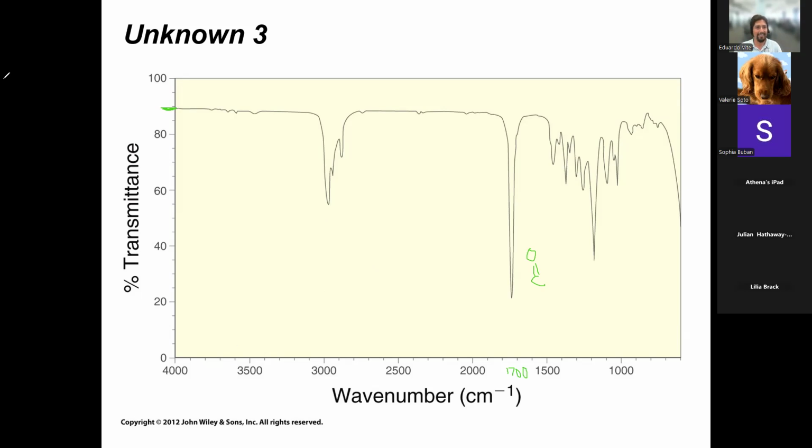Okay, alrighty. There's also this peak that I noticed. Similar intensity, a little bit lower. It is between 1100 and 1300. What is this most likely?